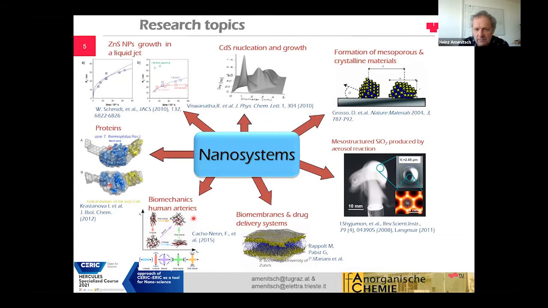You can look at biomechanics. Here is an example about human arteries, where you look at the network correlation of the collagen network, which gives the strength of the human arteries. So these are very important in situ experiments where you can learn about the biomechanics of those structures and materials.